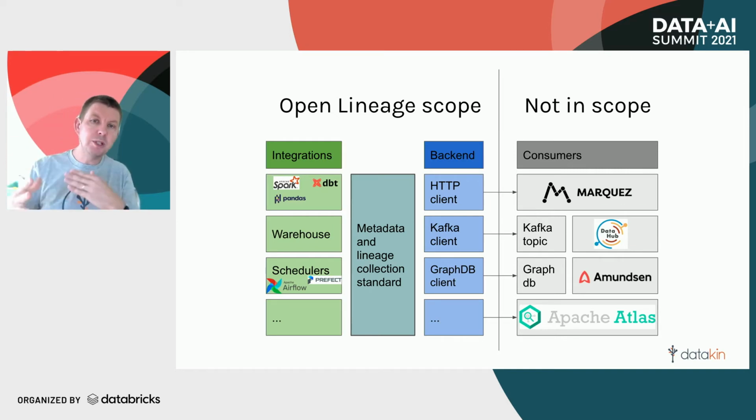Those events that capture lineage can be sent to various backends and can be consumed by various consumers. So OpenLineage is really the client-side specification of these lineage events. And on the backend side, you can have Marquez, which is obviously your reference implementation. You can consume those events in Data Hub, in Amundsen, in Atlas. And that's not the scope of OpenLineage. This is a whole other question of how we index and collect this information and use it for various use cases.